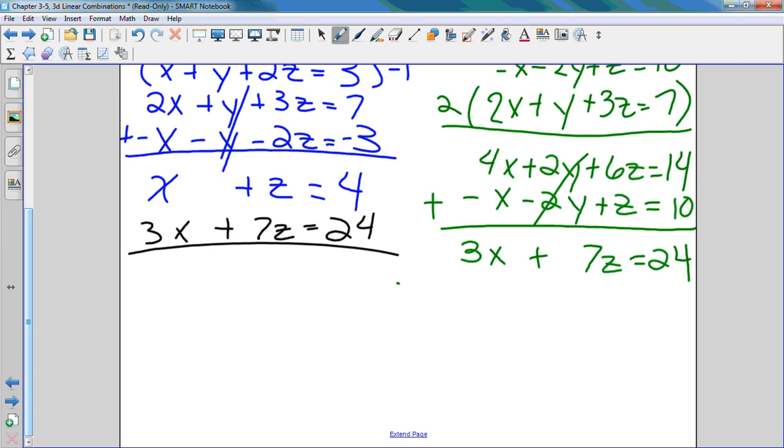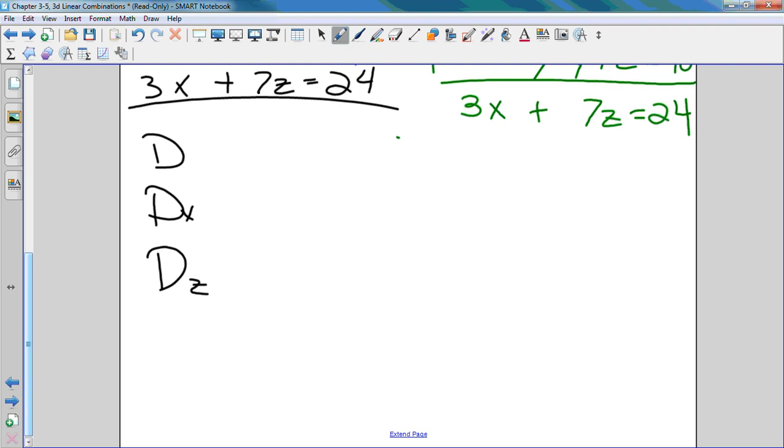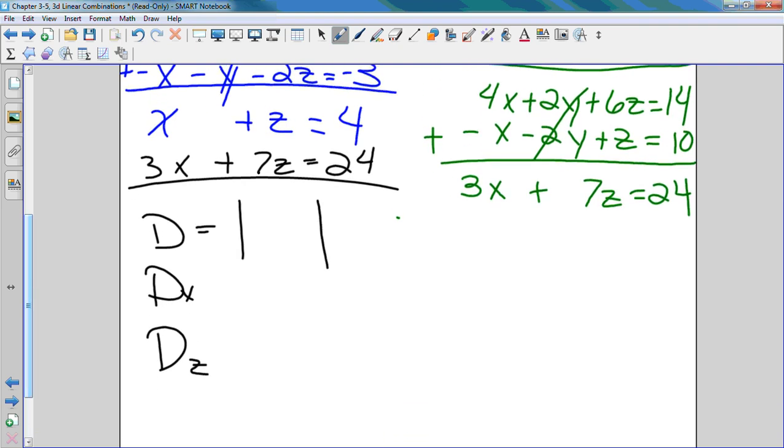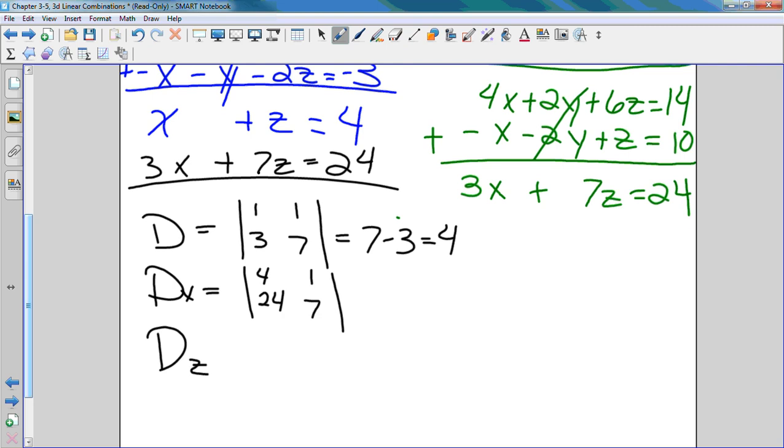So if I use Cramer's rule here, I need a d, I need a dx, and I need a dz. Remember, it's a dz, not a dy, because that's what I have left, z. Determinant is going to be 1, 3, and 1, 7. So I have 7 minus 3. Question. Yes. If you eliminated x's, would you do dy and dz? Yes. Then I have 4, 24. And 1, 7. So I have 28 minus 24. Gives me 4. You just cross multiply.